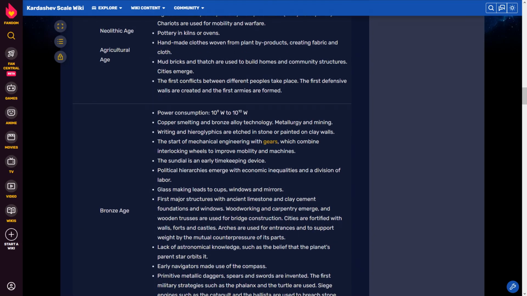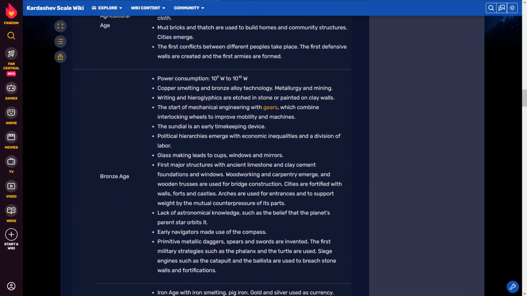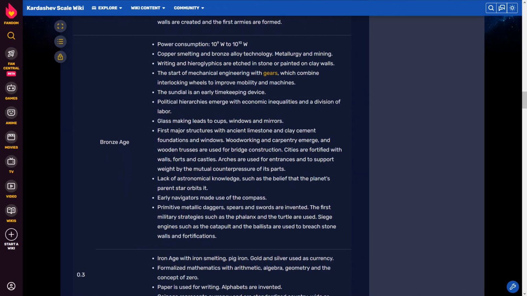Cities emerge. The first conflicts between different peoples take place. The first defensive walls are created and the first armies are formed. The Bronze Age. 10 to the 9th and 10 to the 10th watts. Assuming that's watts. Copper smelting and bronze alloy technology, metallurgy, and mining. I've never really known how to pronounce this word.